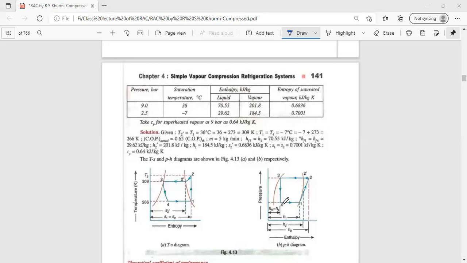So HF3 is equal to H4 itself, that is equal to 70.55 kilojoule. And HF1, the enthalpy of the fluid represented at point 1, which is given as HF4, which is somewhere here. This is the point of restriction, which is given as 29.62 itself.